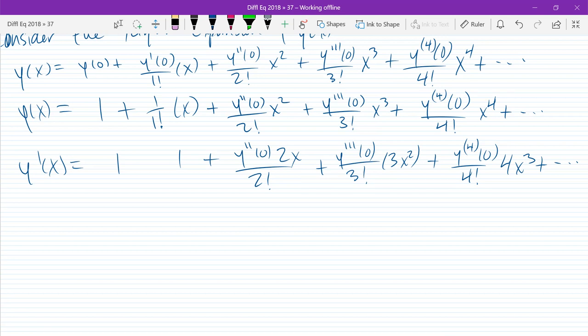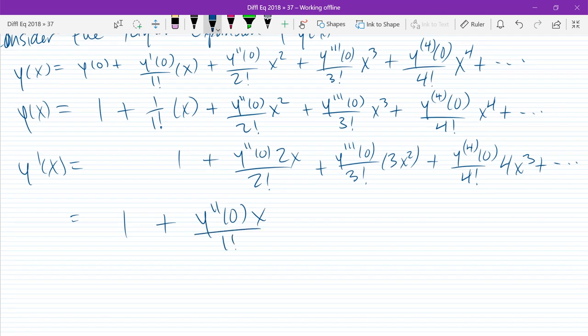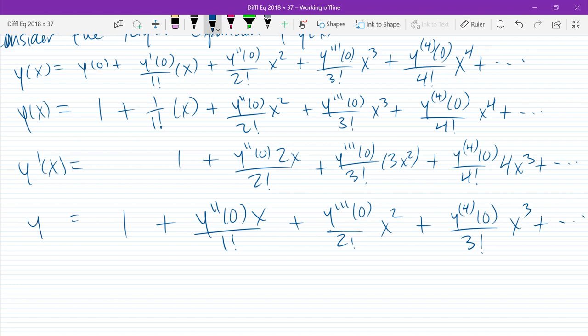That was just y prime of x. Alright, so simplify it a little bit. We got 1 plus y double prime of 0 x over 1 factorial, because the 2 cancels the 2 in the factorial, plus y triple prime of 0, 3's cancel. We got 2 factorial x squared plus y 4th derivative at 0 divided by 3 factorial x cubed. So that's y prime of x. So basically these factorials are getting taken down one notch by each derivative.